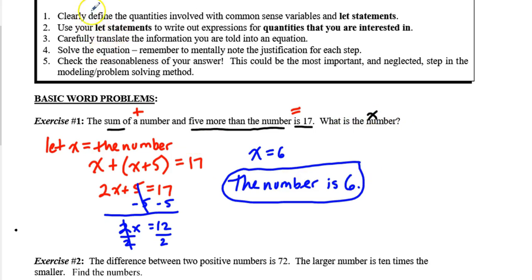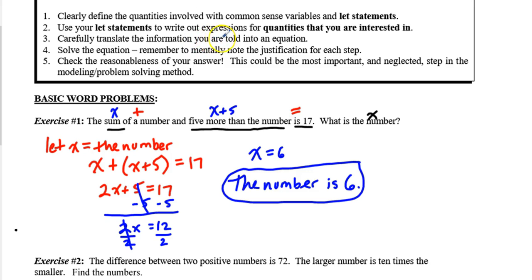Let's go back and look up at our steps. Clearly define the quantities with a let statement. So you could have used x, or you could have used n. N is often used as a number. Okay. Common sense variables means if you're solving for like apples and bananas, number of apples might be A, number of bananas might be B, something like that. That's what we mean by common sense. Use your let statements then to write out expressions for quantities that you're interested in. So we talked about here, we might have x, and then 5 more than the number. We might say something like x plus 5.